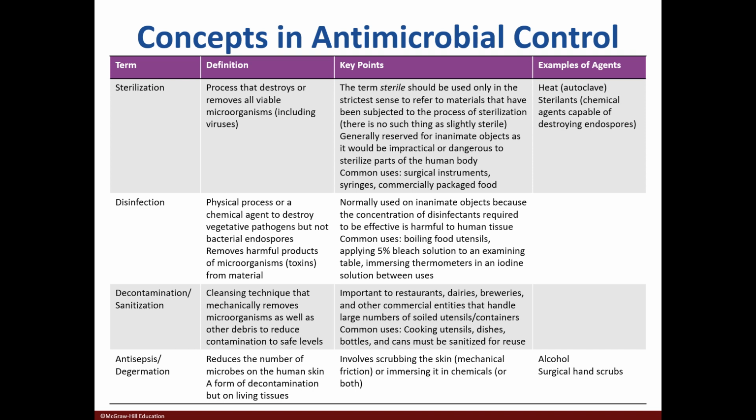Sterilization includes methods like autoclaving that kill all types of microbes, including viruses and endospores. This method is used on non-living objects like surgical instruments. Disinfection has the ability to target vegetative cells, but not endospores. Bleach and iodine are disinfectants and are also used on inanimate objects. Examination tables and thermometers must be disinfected.